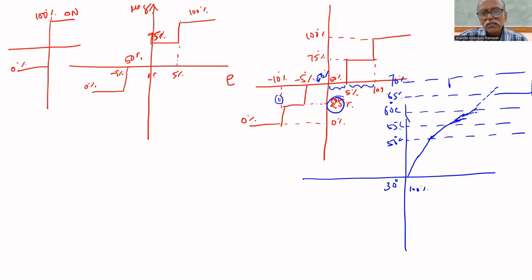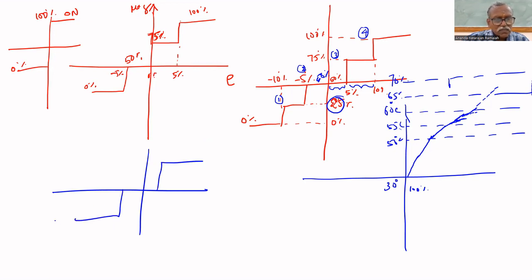This is the first point, this is the second. This is the third, this is the fourth. So it becomes a 4-point controller. We can make a 3-point controller also like this.